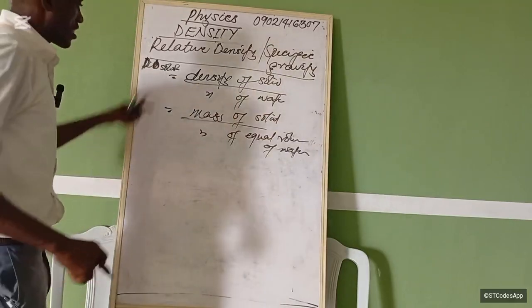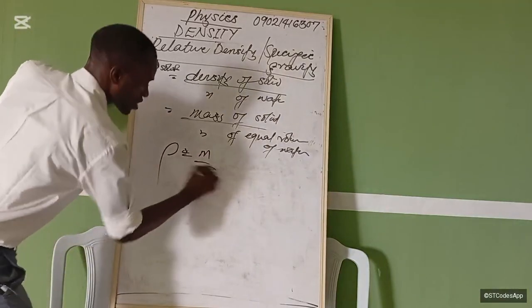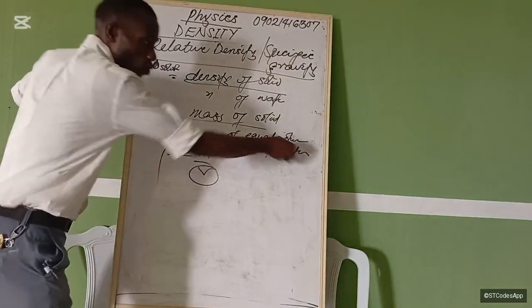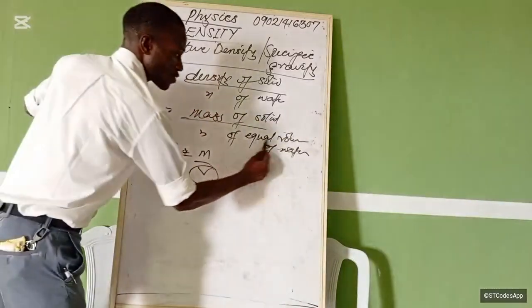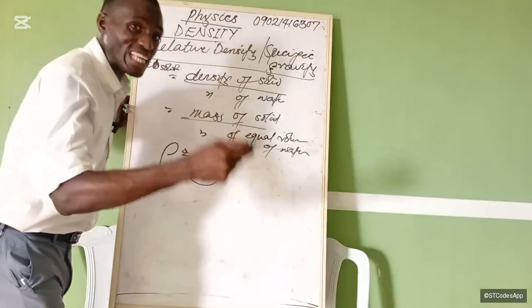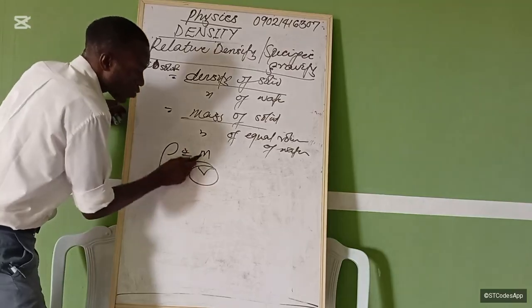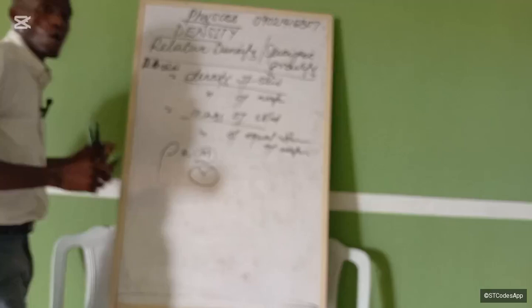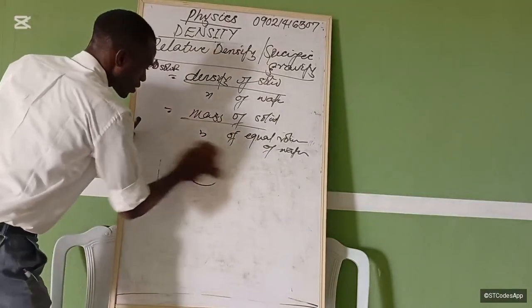Does that make sense? You know that rho is equal to mass over volume. Since the volume is equal, the mass of equal volume of water is going to be the mass of the water that is displaced. So we are now comparing the mass of that solid to the mass of water, since they have equal volume. Does that make sense? Okay.